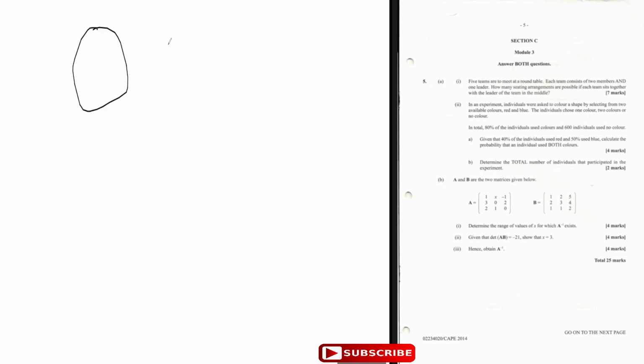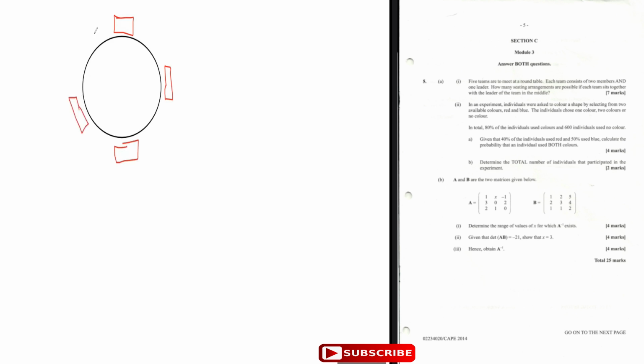I am a person that has to see what is going on, so I draw a table. I know it's not round, so let me make it better. This is a round table. And you have how many teams? They said that there are 5 teams. 1 team, 2 team, 3 team, 4 team, 5 team. So there are 5 teams around the round table.